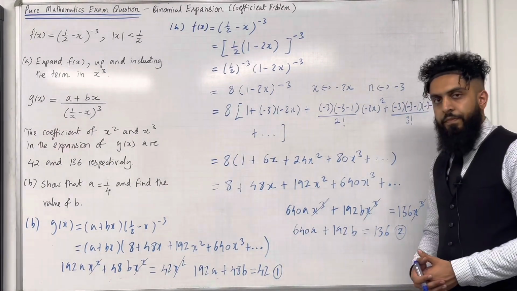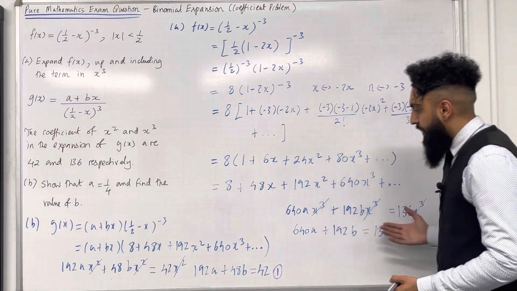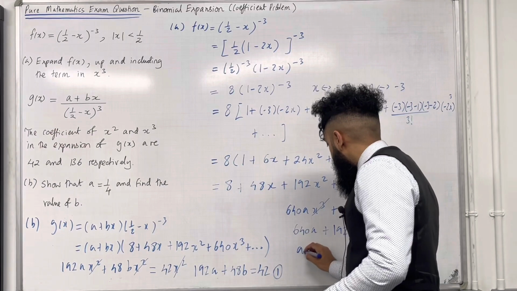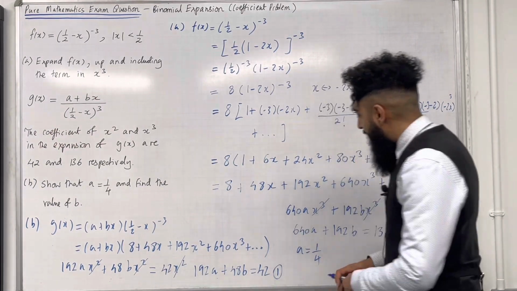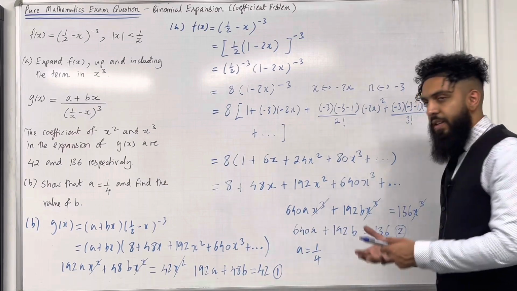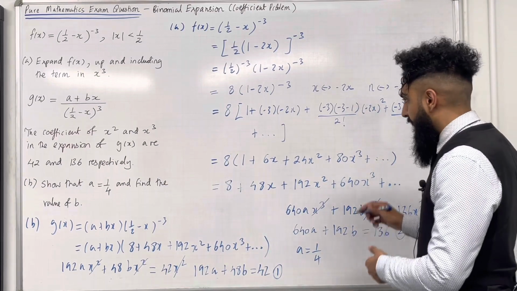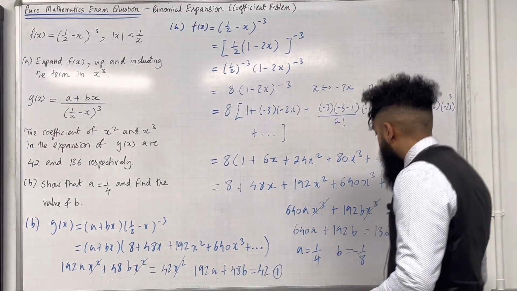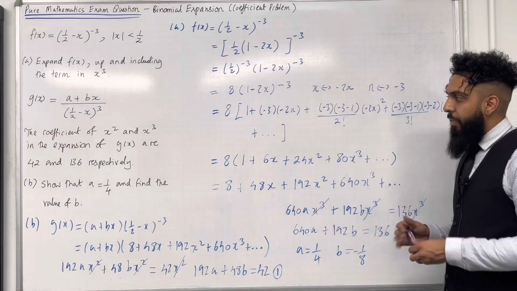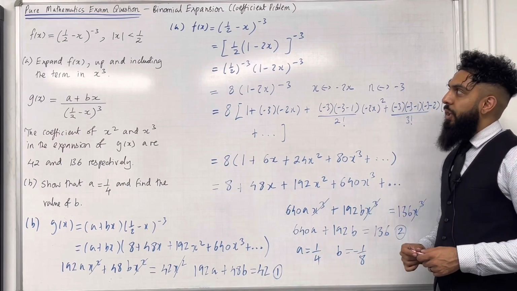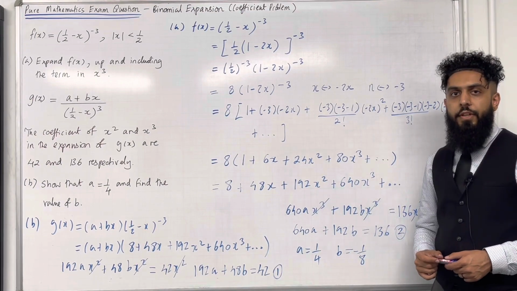Equation 2. So I solve equations 1 and 2 simultaneously, and I should get a equal to 1/4. I take a equal to 1/4 and substitute it back into either equation 1 or 2 to work out b. If I do this, I get b equal to minus 1/8. And that completes part B of the exam question and this teaching video, pure mathematics exam question, binomial expansion, coefficient problem.